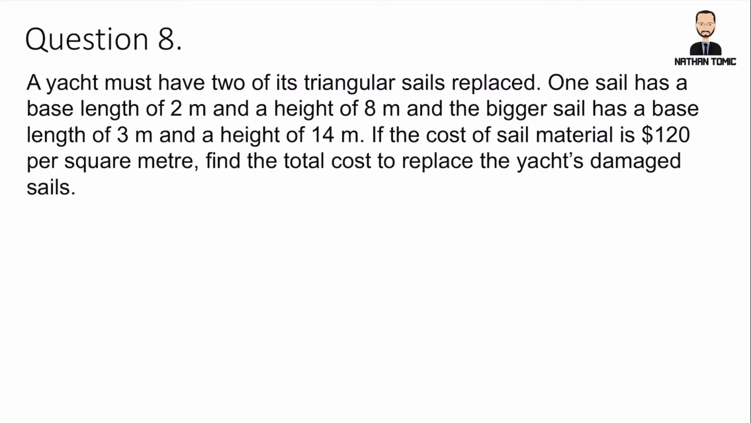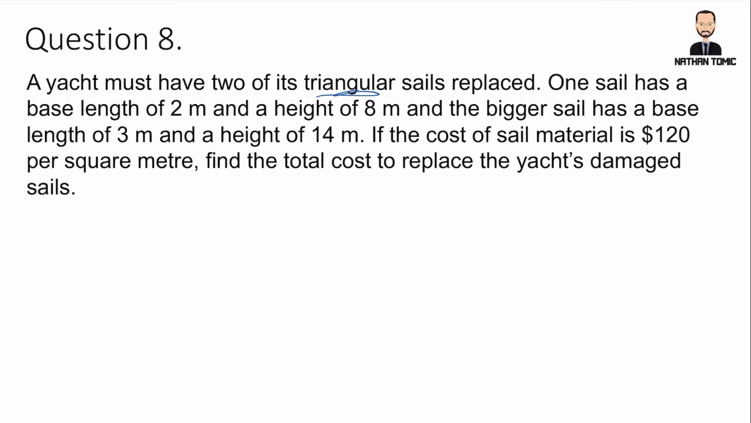Okay, question 8. A yacht must have two of its triangular sails replaced. So we know we're talking about triangles now, which is very important. One sail has a base length of 2 meters and a height of 8 meters, and the bigger sail has a base length of 3 meters and a height of 14. If the cost of the sail material is $120 per meter squared, find the total cost to replace the yacht's damaged sails. So again, let's look for the keywords and do some diagrams.